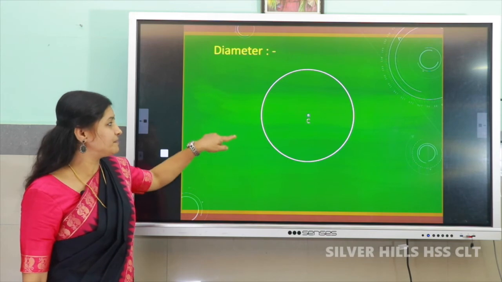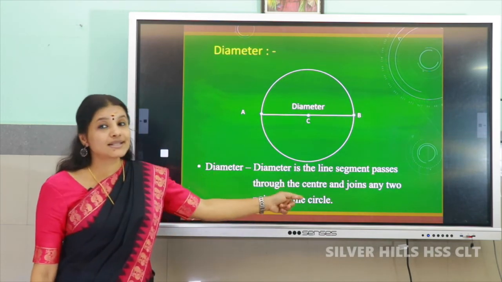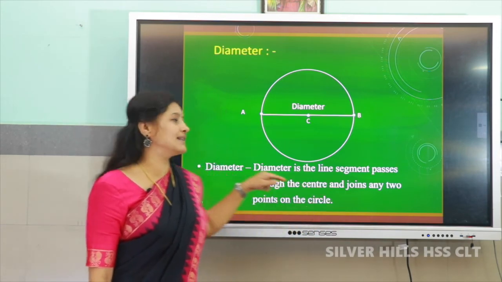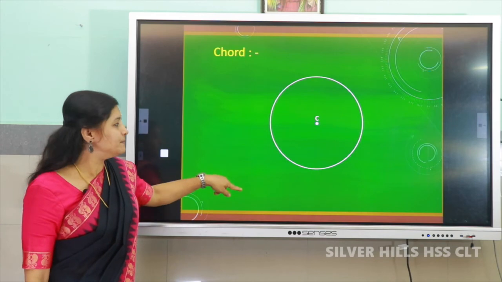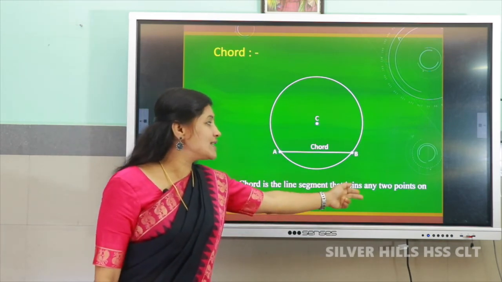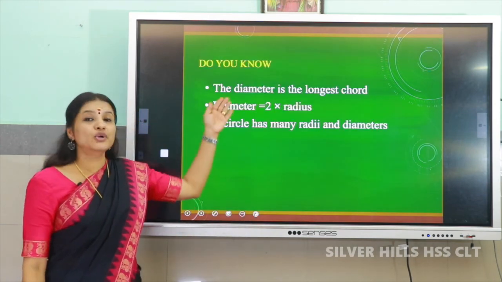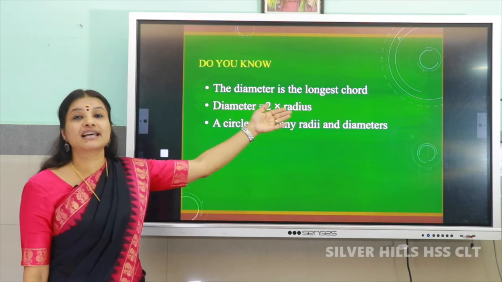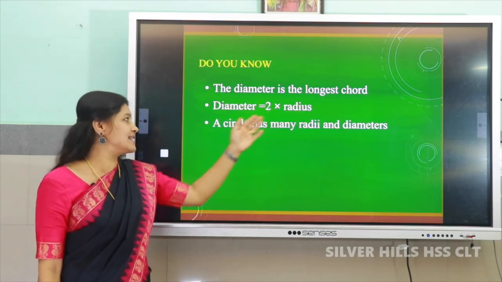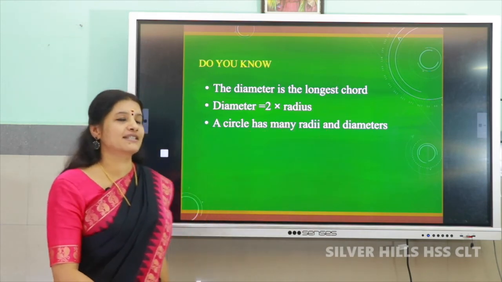Diameter. Diameter is the line segment that passes through the center and joins any 2 points on the circle. Chord. Chord is the line segment that joins any 2 points on the circle. Do you know the diameter is the longest chord? Diameter equals 2 into radius. A circle has many radii and diameters.